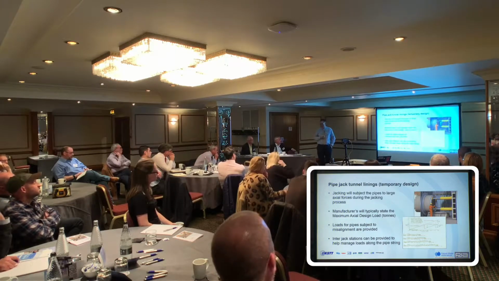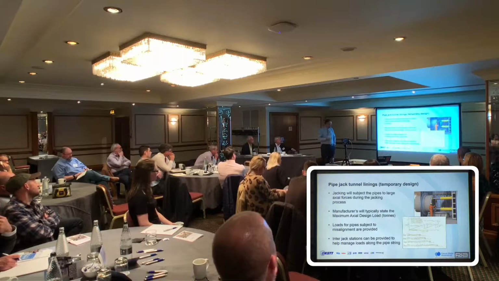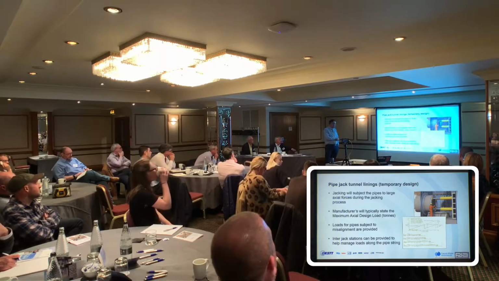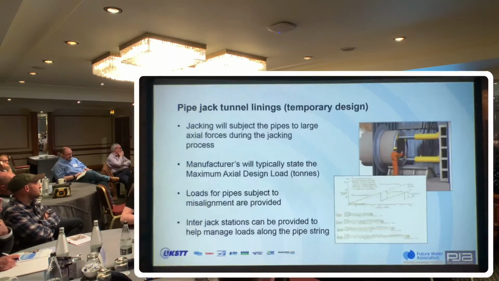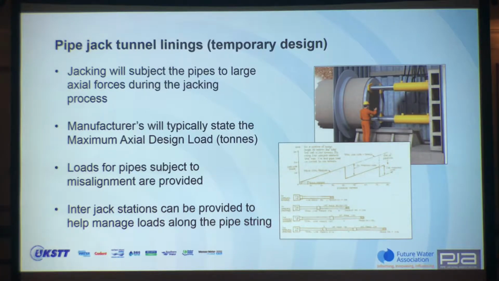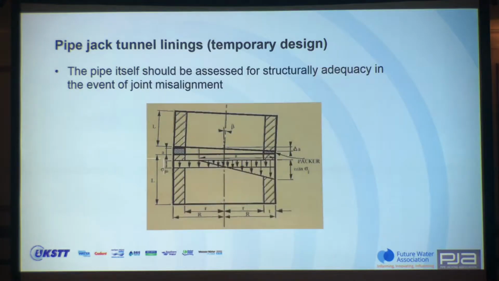I'm not going to cover anything about it now. I think Graham's going to talk about it later, but you can use interjack stations to manage loads along the pipe string. It's not the biggest graph, but that would be the predicted jacking load going up, and you can introduce intermediate jacking stations which allow the load to be dropped. That helps to combat friction, but it also helps to safeguard against the load rising until you start smashing the jacking pipe.